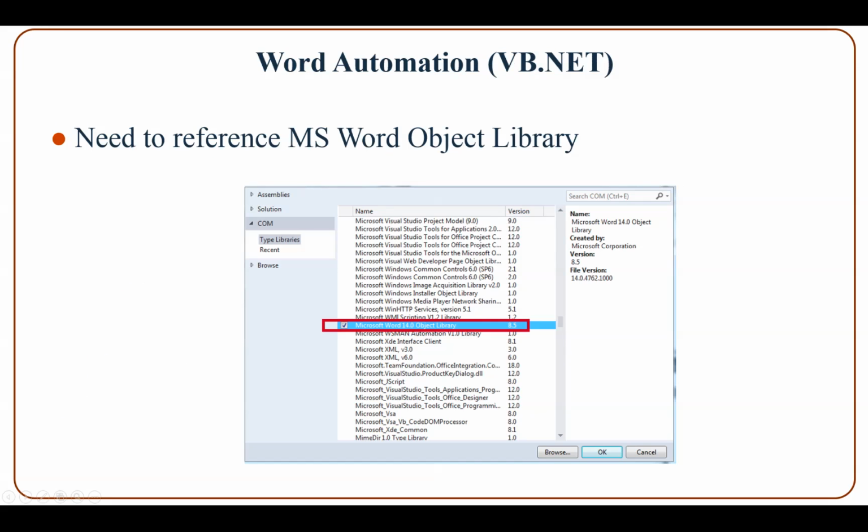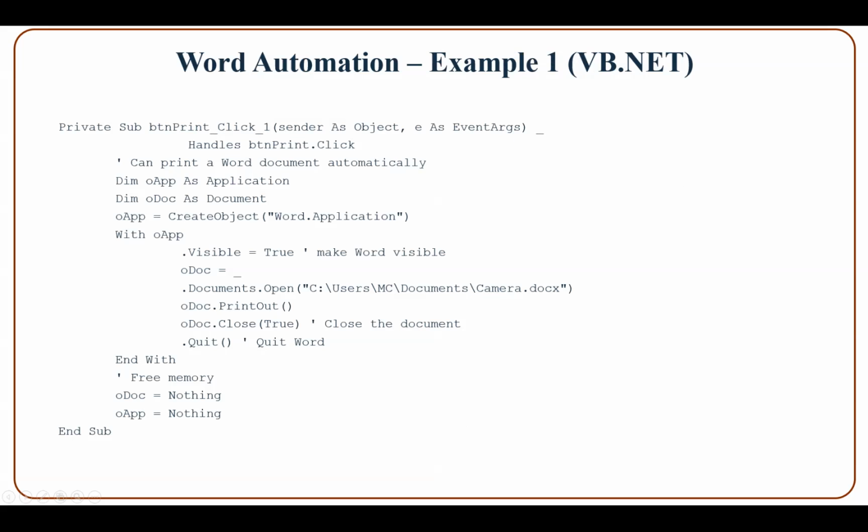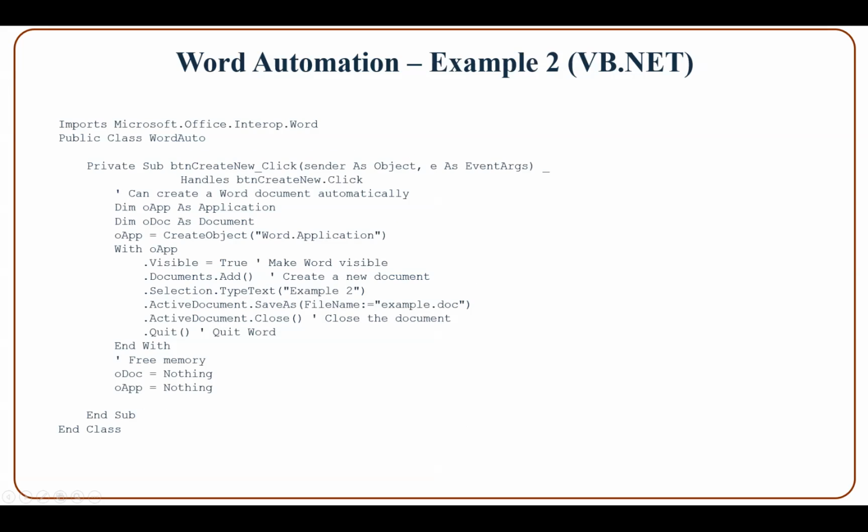It is very similar in VB.NET, where you have to add a reference to the Microsoft Word object library. In your code, you need to mention the namespace Microsoft.Office.Interop.Word at the top, and the rest of the code is very similar.